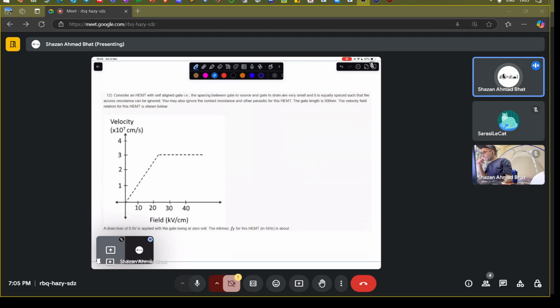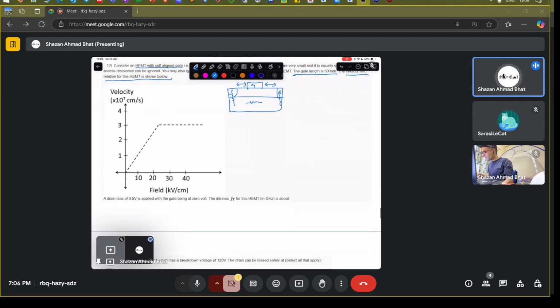Consider a HEMT with a self-aligned gate. The spacing between the gate to source and gate to drain is very small and equal, such that the excess resistance can be ignored. You have a structure with AlGaN, source, drain, and gate, and these spacings are equal. You may ignore the contact resistance and other parasitics, the channel resistances and other things. The gate length is 500 nanometers.